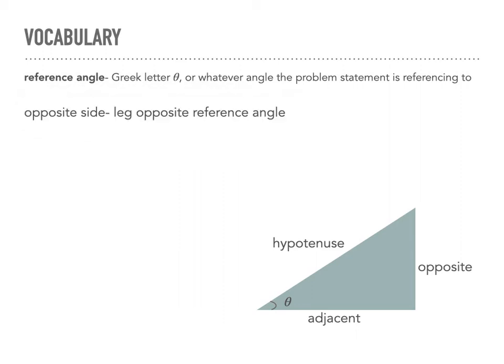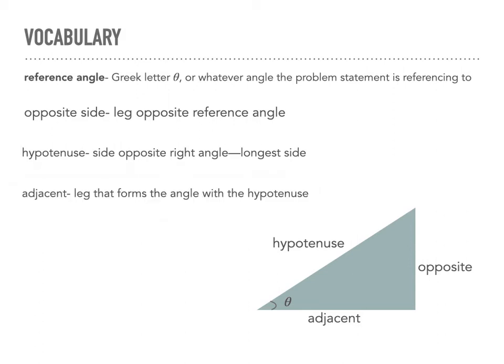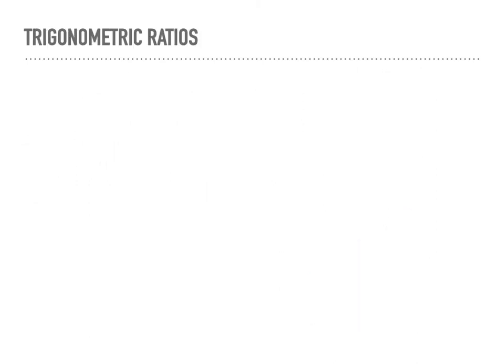Now, the opposite side of a triangle is the leg opposite the reference angle. The hypotenuse is the side opposite the right angle, and it is the longest side. In other words, it's the slope. And the adjacent is the leg that forms the angle with the hypotenuse. Now, let's move on into actually what trigonometric ratios are.